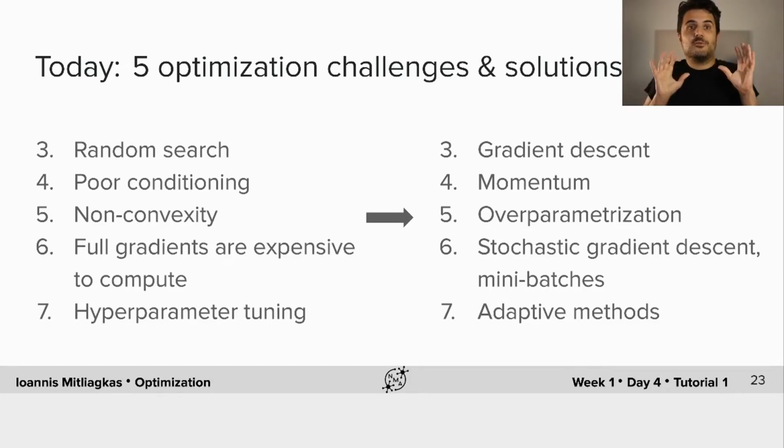We will discuss how full gradients are super expensive to compute, and how stochastic gradient descent and mini batches are a great solution. And finally, we will discuss the need for hyperparameter tuning and how this is actually quite costly, and how adaptive methods might be a very good solution to this challenge. So that's the end of this section.